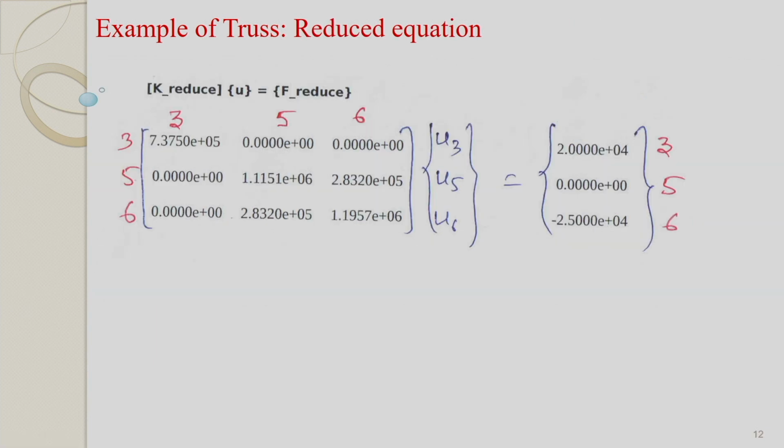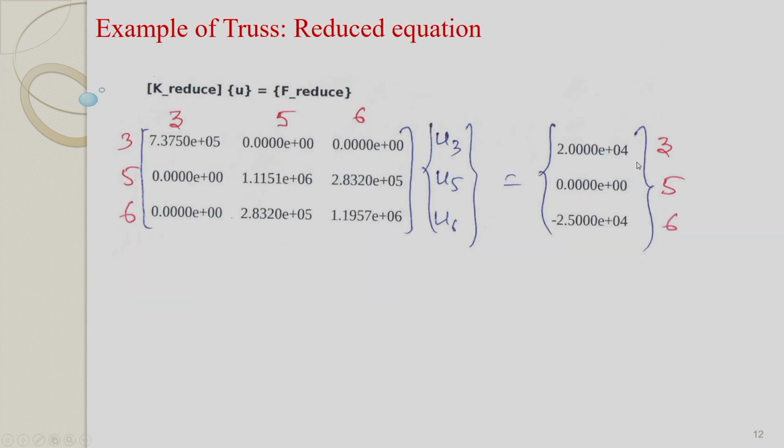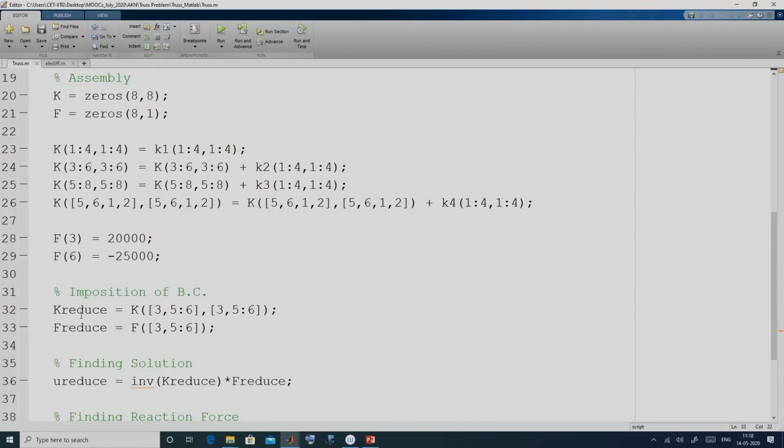So, this is our reduced stiffness matrix, where these are the active degrees of freedom, and this is the reduced load vector. Because we have 0 prescribed displacement, the load vector remains unchanged. So, this is the reduced 3 cross 3 equation for the truss problem. Let us see the corresponding MATLAB implementation.